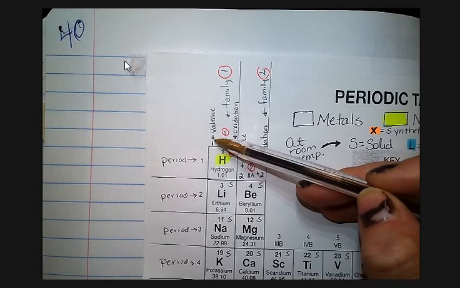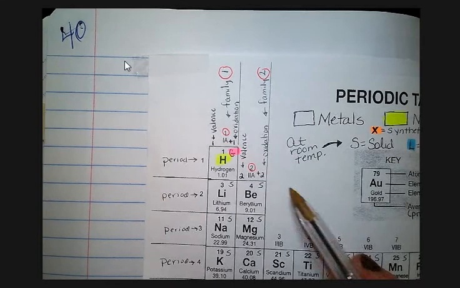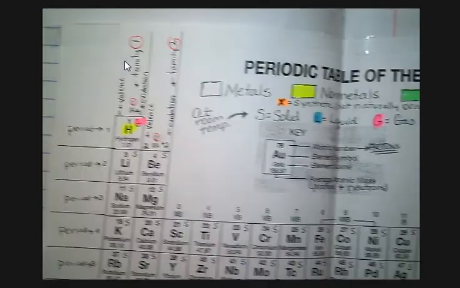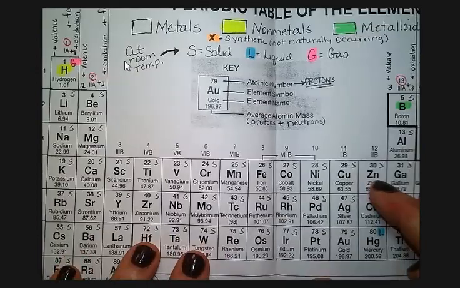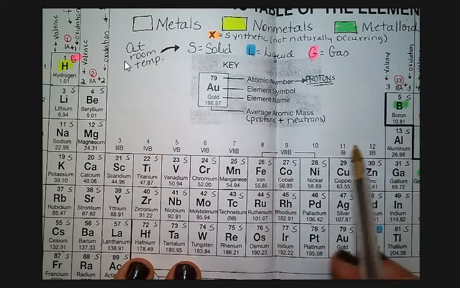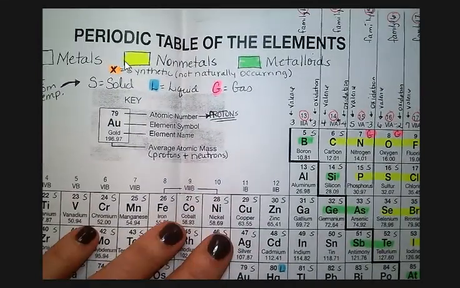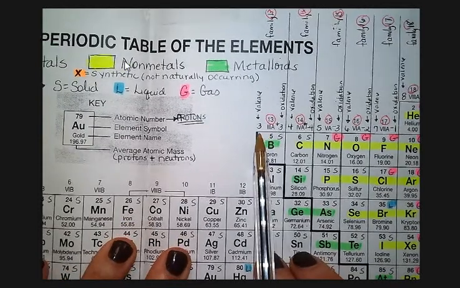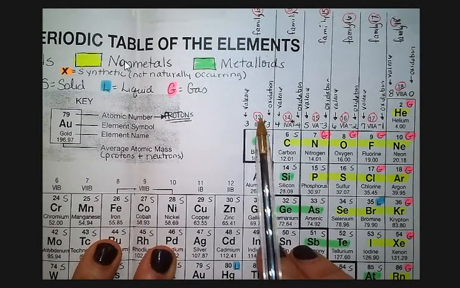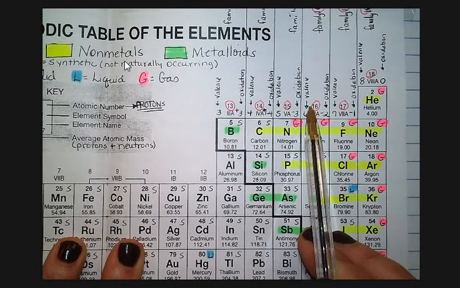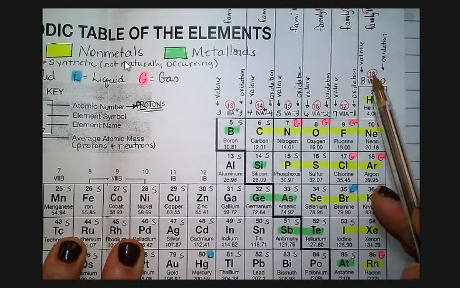Everything in family 1 has 1 valence electron. Family group 2 has 2 valence electrons. Then we're going to come over here. In the transition metals, those are going to end up changing, so these can change, so we're not going to put valence electrons there. But when you pick up with these upper level ones, you have family group 13 has 3 valence electrons, 14 has 4, 15 has 5, 16 has 6, 17 has 7, and 18 has 8.